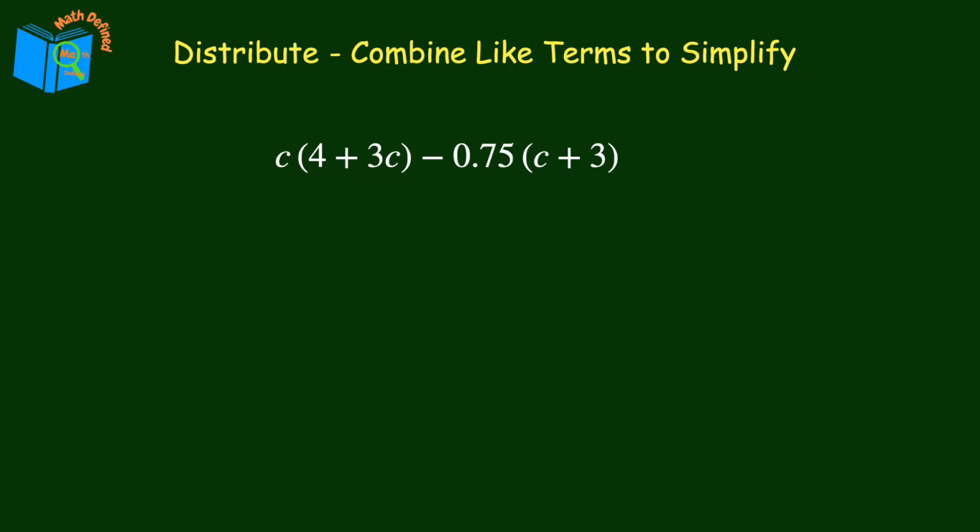Let's follow the two-step rule again to simplify this expression. This expression is different than the one before because there are two sets of parentheses with different factors to distribute. So we'll start on the left with the variable c. Distributing the c to the first term, positive c times positive 4 is positive 4c. And then positive c times positive 3c is positive 3c squared, or 3c to the second power.